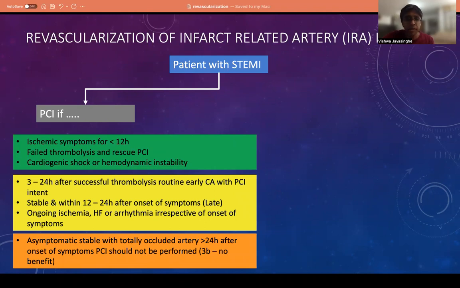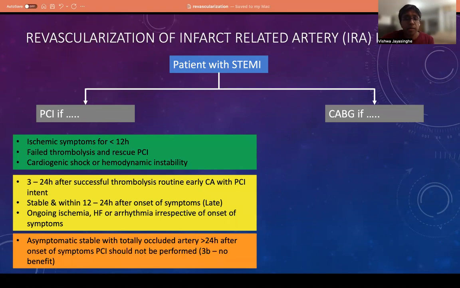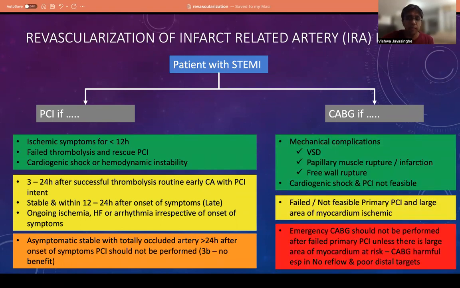We'll discuss all the evidence for these recommendations as we go along, right? So when do you do CABG in STEMI? What are the indications for CABG? Emergency CABG is required in STEMI in the case of mechanical complications, such as VSDs, ruptured or infarcted papillary muscle, and if there is ventricular free wall rupture, and if the patient is in cardiogenic shock and PCI is not feasible, then in that case emergency CABG is warranted.